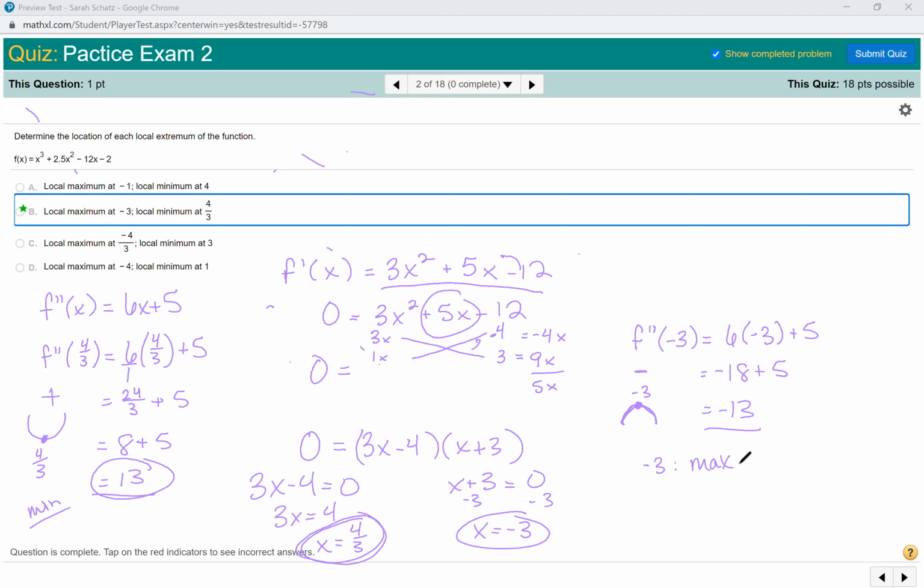So take the first derivative, find critical points, then take the second derivative and test those points to see if they're a min or a max.